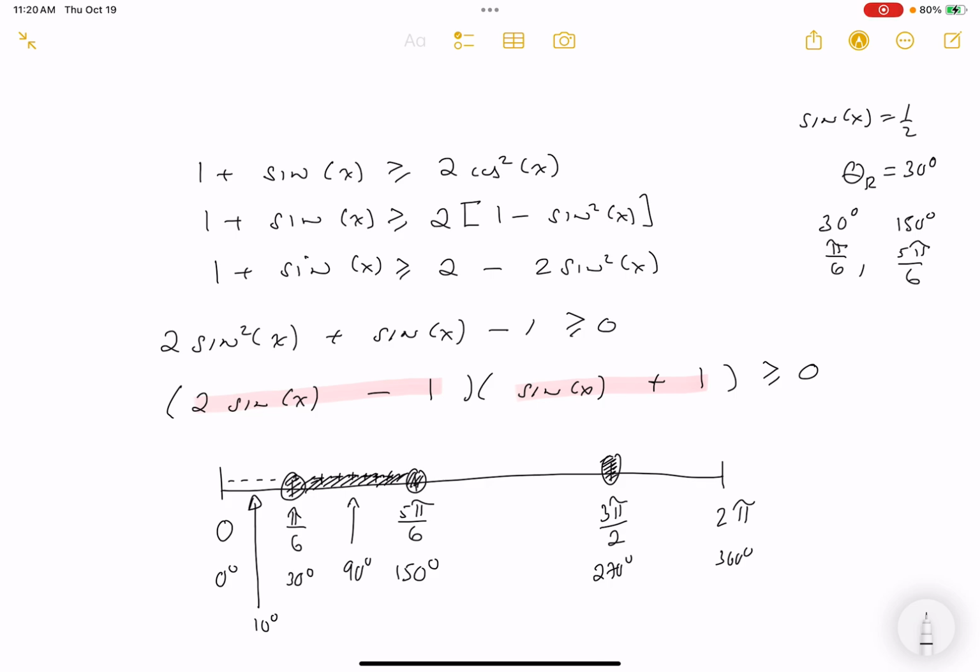I'm going to go to the next interval. And so what would you pick over here? Probably 180. Now, if I plug in 180, what do I get? Well, the second factor is positive. The first factor is negative. So this is negative over here.